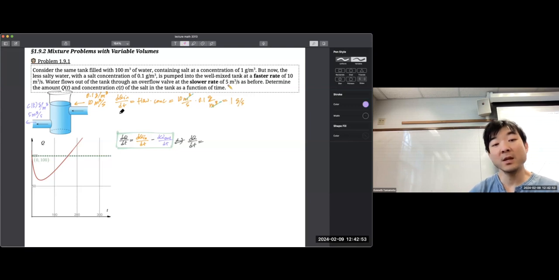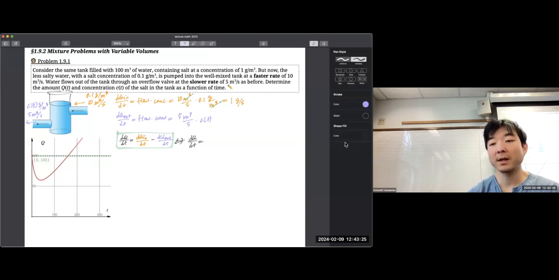Now the dQ out over dt will also be like flow times the concentration. And the flow going out is still going to be the 5 cubic meters per second, which is half the rate that's coming in, times some unknown concentration, C of t, which is also grams per meter cubed. And this will actually work out. But the issue is, what is our C of t?